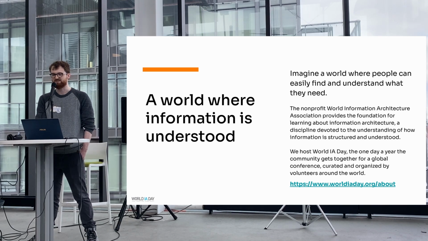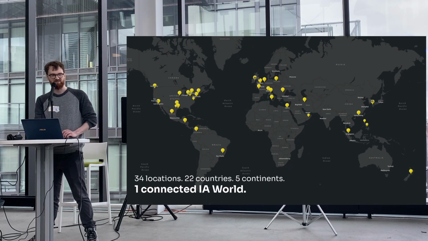And so World IA Day is the one day a year that the community gets together for a global conference curated and organized by volunteers all over the world. So this event was put on just by local Toronto volunteers, and every different location all throughout the world is doing the same thing simultaneously today. So be sure you're checking social media for World IA Day hashtags to see what everyone else is up to all throughout the world. You can see on our map, maybe it's a little hard to see, but there's a map where there's pinpoints on all the different locations throughout the world. And as we said, 5 continents, 22 countries. It's a really cool event, and I'm always happy to participate in this and help organize it for Toronto.